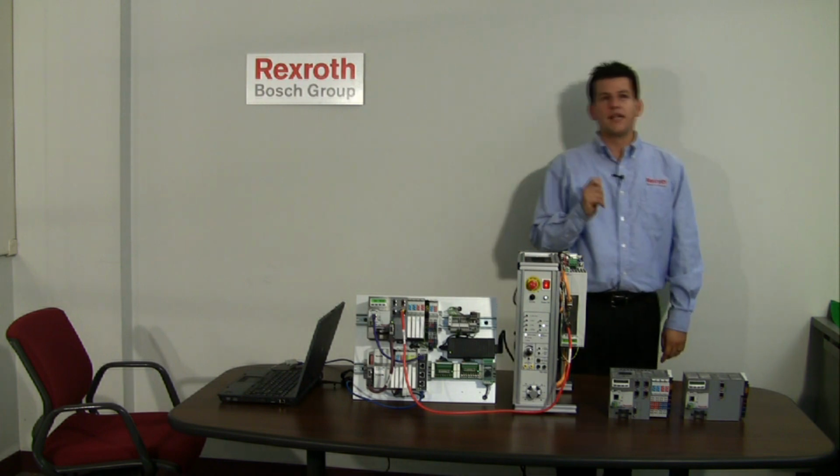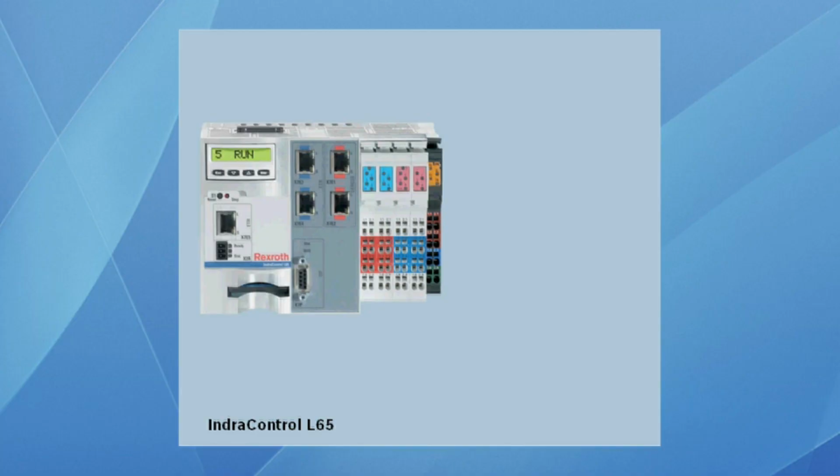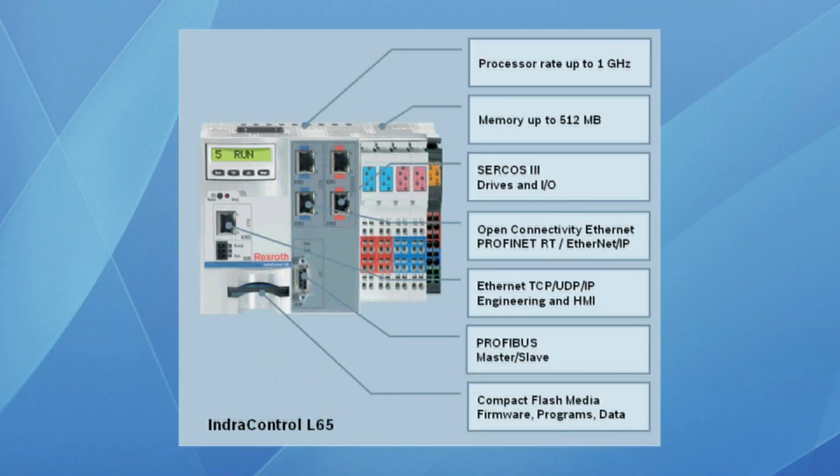The IndraControl L is performance in a compact format with a processor rate of up to 1 gigahertz, random access memory of up to 512 megabytes, Sercos 3 communication for drives and I/O, Profibus field bus as master or slave, compact flash card for firmware, program, and user data.